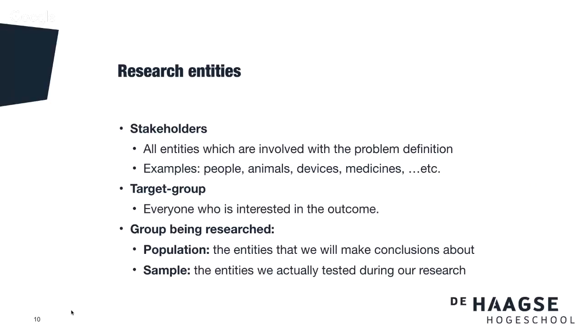The groups that are being researched are the population. These are the entities that we will make conclusions about. So then these are the babies that we are going to study. Or maybe we're studying the milk production of cows. Then the cows are our population. So when you look at population, you think automatically about people, but populations can be cows, can be even chairs, can be anything.